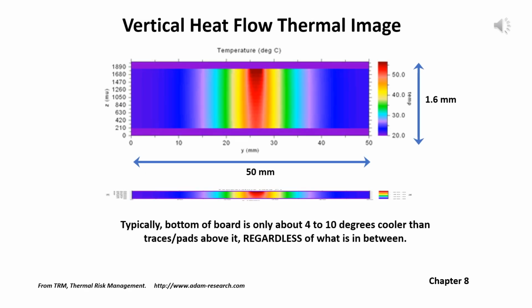But here is a typical simulated image of the temperature difference between a top layer and a bottom layer. The lower image is an attempt to scale this, and it is clear that the board is really thin, so the temperature difference between the top layer and the bottom layer is not very great. In fact, the bottom layer of a board is typically only about 4 to 10 degrees cooler than the traces and pads above it, regardless of what is in between, including a plane.